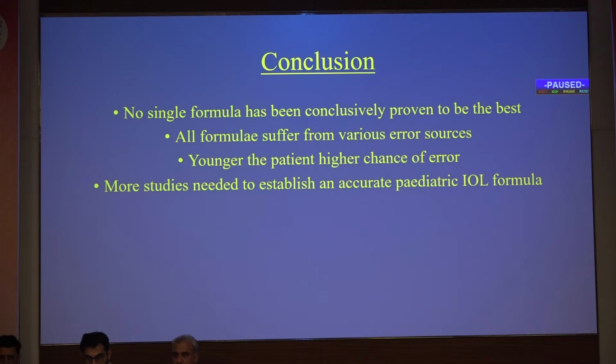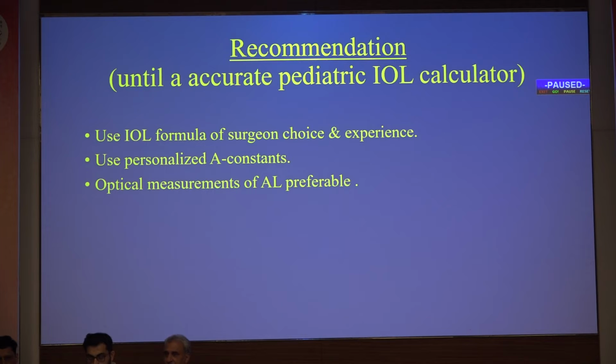So the conclusion is no single formula is conclusively proven to be the best. All formulas suffer from various error sources. The younger the patient, the higher the sources of error, and more studies are needed to establish an accurate pediatric IOL formula. So the recommendation is to use the IOL formula which the surgeon feels gives the most predictable outcome as per his experience, use personalized A constants, and whenever possible, optical measurements of axial length. Thank you.